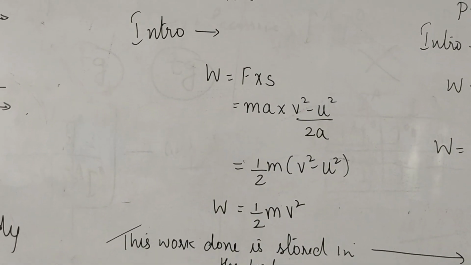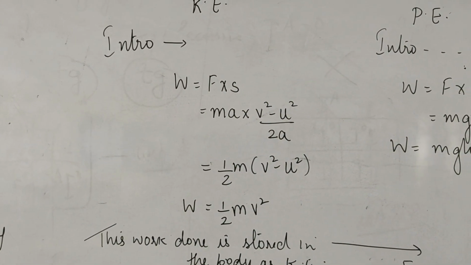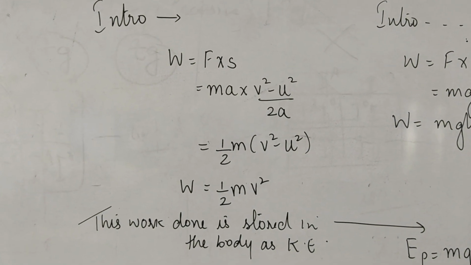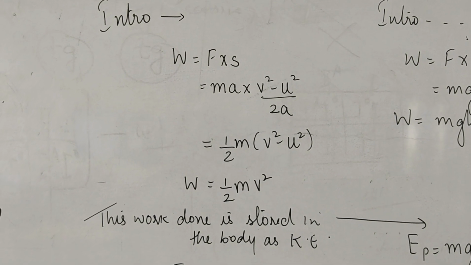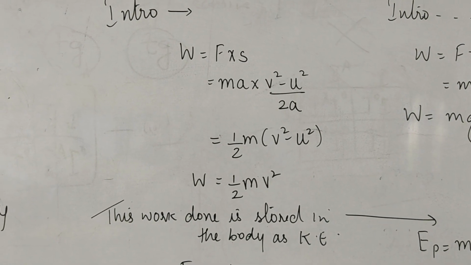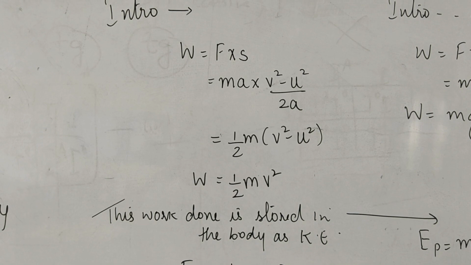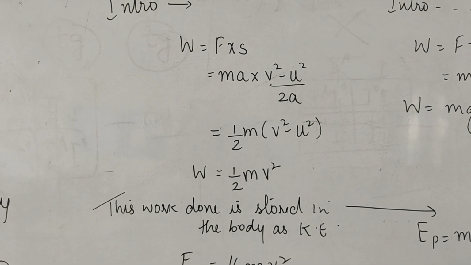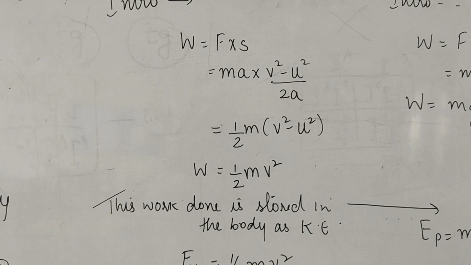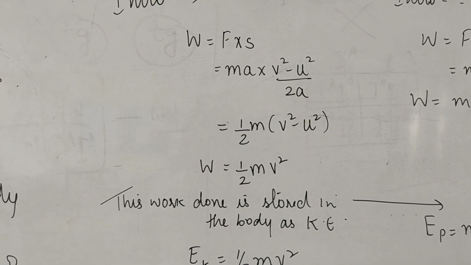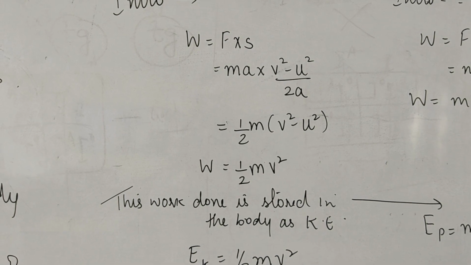For the kinetic energy, after writing introduction, you will write work done by the force. W is equal to F into S. Using Newton's second law, F is ma. Using third equation of motion, S is (v square minus u square) upon 2a. You put these two expressions here, substitute for F and S, and then a gets cancelled. So you're left with W is half m (v square minus u square).